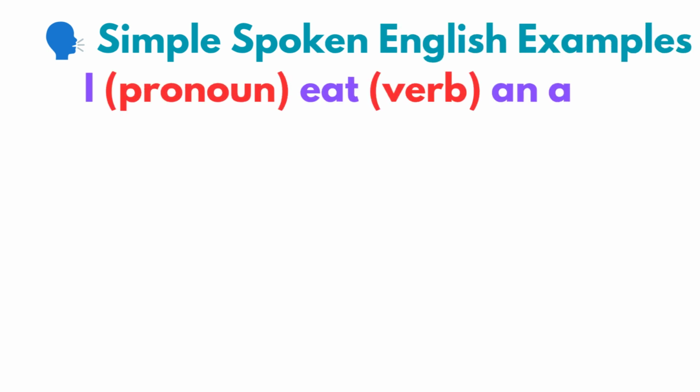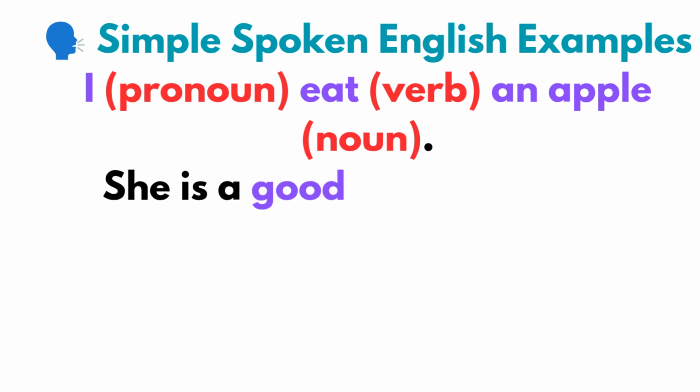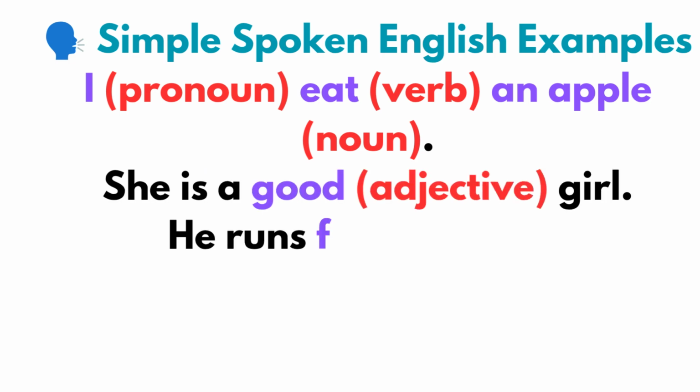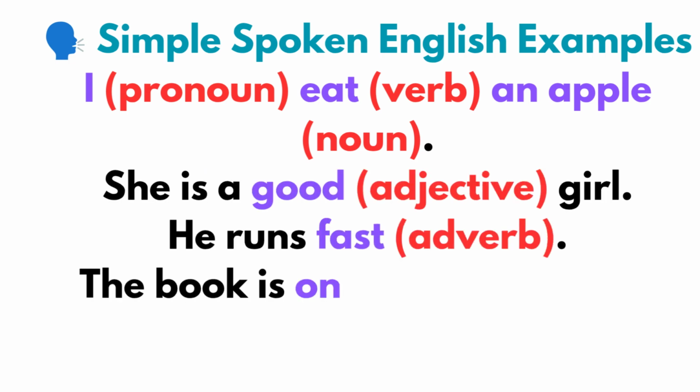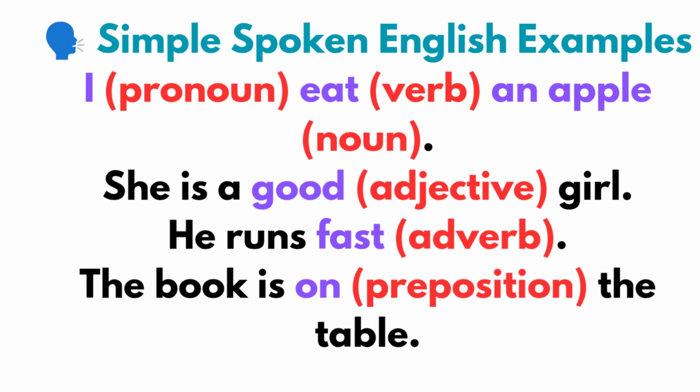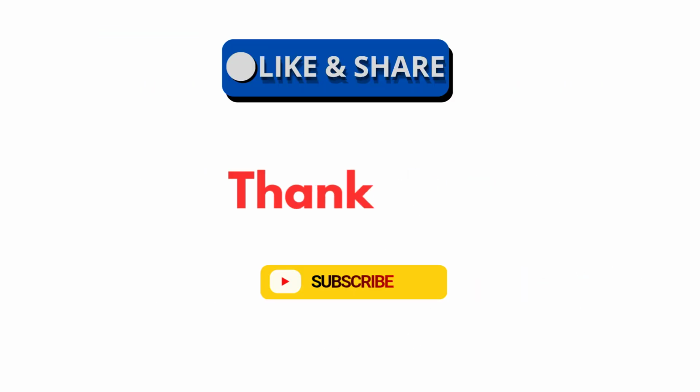Simple spoken English examples. I eat an apple. She is a good girl. He runs fast. The book is on the table. If you want to speak English confidently and correctly, learning parts of speech is very important.